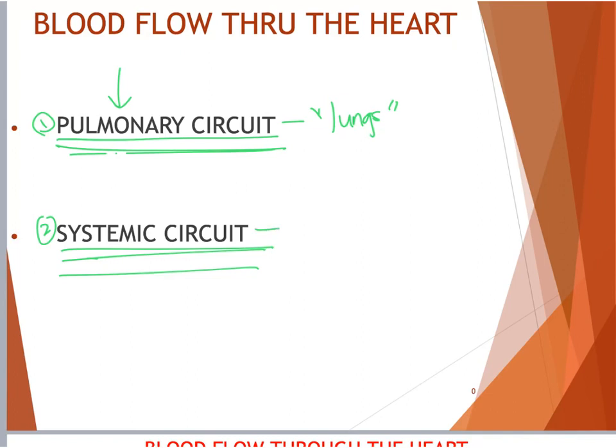Our second circulatory pathway is the systemic circuit. And systemic, I want you to always think of as body-wide. The systemic circuit includes blood vessels that carry blood to and from all body tissues. It relies on the left ventricle as its pump. It is a long pathway, and it is going to encounter a great deal of friction as it tries to distribute blood to all tissues. That's your systemic circuit.